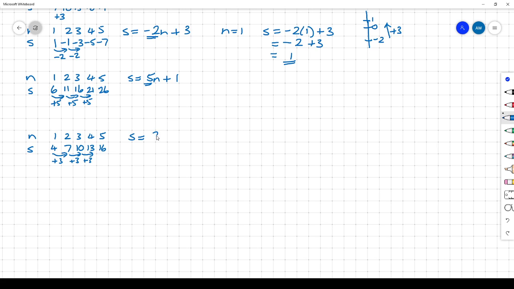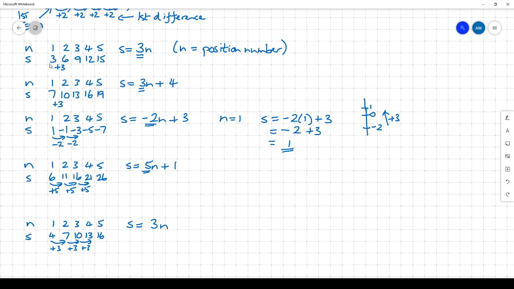So it's got to be 3n to start off with, because that's what we noticed up here, that this term to term rule was always the number in front of n, which is our position number. And we use our position number to work out these terms in our sequence. But what's missing? We're missing possibly another part, because let's have a look.